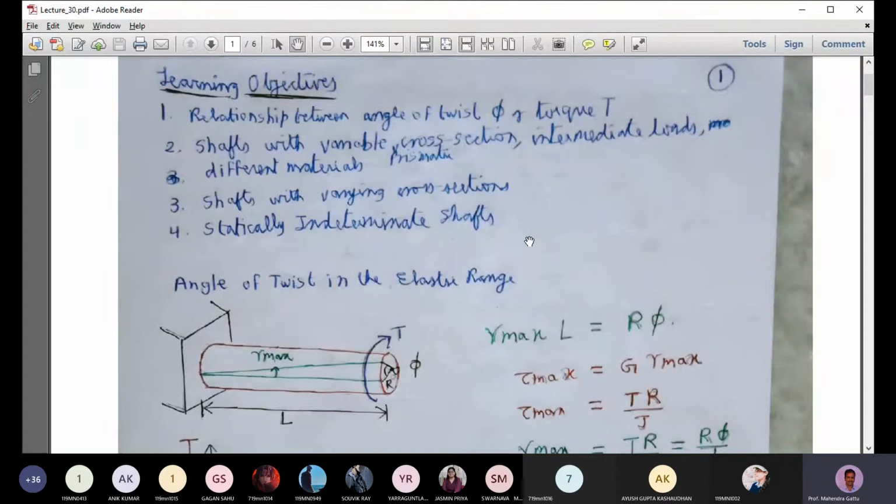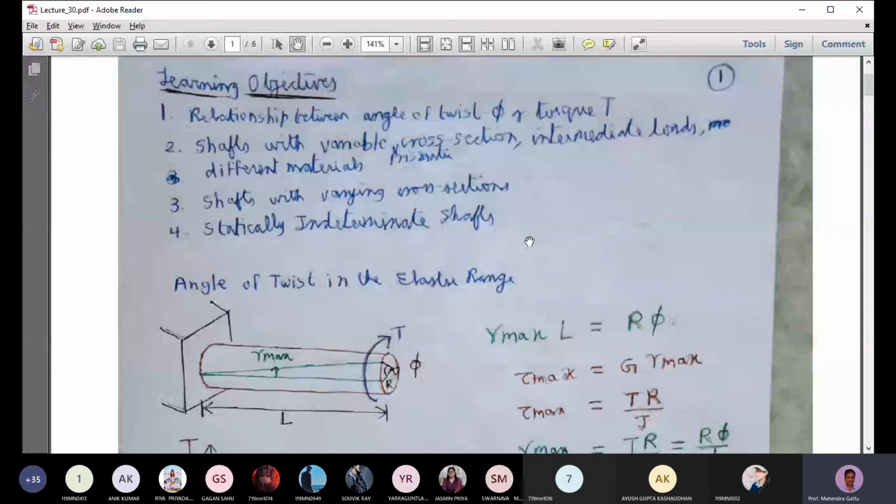Then we will analyze what happens if a varying cross section is there. That means the area of the cross section is varying throughout the length. How will you find the relationship between deformation and the torque? So that also we'll analyze, and after that we will look into the problem of statically indeterminate shafts. This formulation will involve writing the equilibrium equations and then applying the compatibility condition.